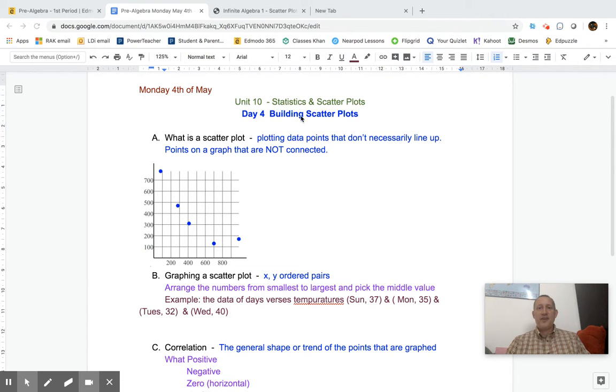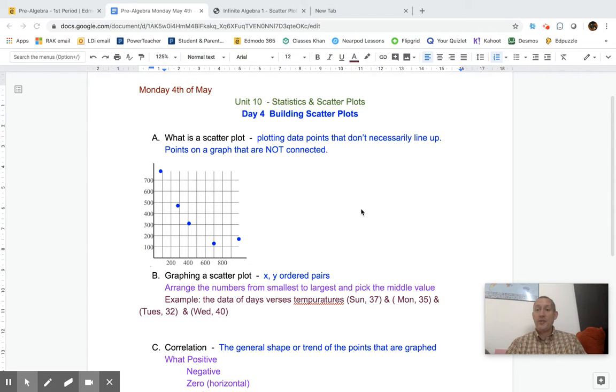Today we're going to start off talking about scatter plots. Well, what are scatter plots? We're going to get to look at them today. They're just like a normal graph. Remember when we would graph lines, and we also talked about graphing functions? And then we would connect the points. But with scatter plots, we don't connect the points.